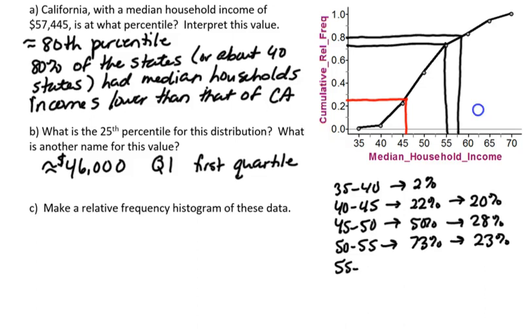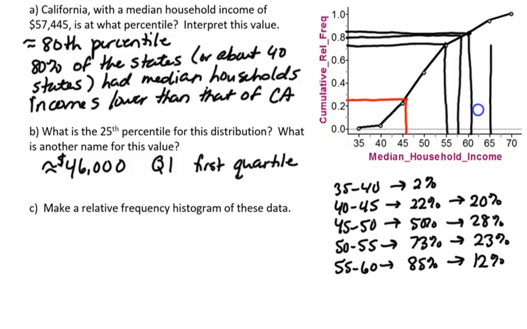Then from 55 to 60, we go up to 60 and go across. Oh, I didn't draw that one very straight. It's hard to eyeball this, especially as you get farther away from the y-axis. So it looks like maybe about 85%. So now we see a change from 73 to 85 of about 12%.